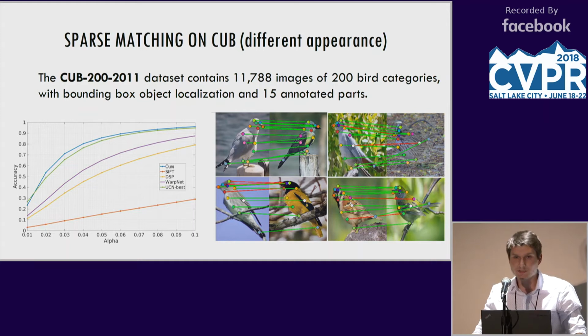We also test on several sparse semantic matching problems which are best suited to illustrate graph matching models. The first dataset is CUB, which contains about 12,000 images of 200 bird categories with 15 annotated parts. In the plot, we show competitive performance with respect to the state of the art for different operating thresholds. In the qualitative visual matching examples, notice that most correspondences are correct, even when the birds have very different visual appearance.